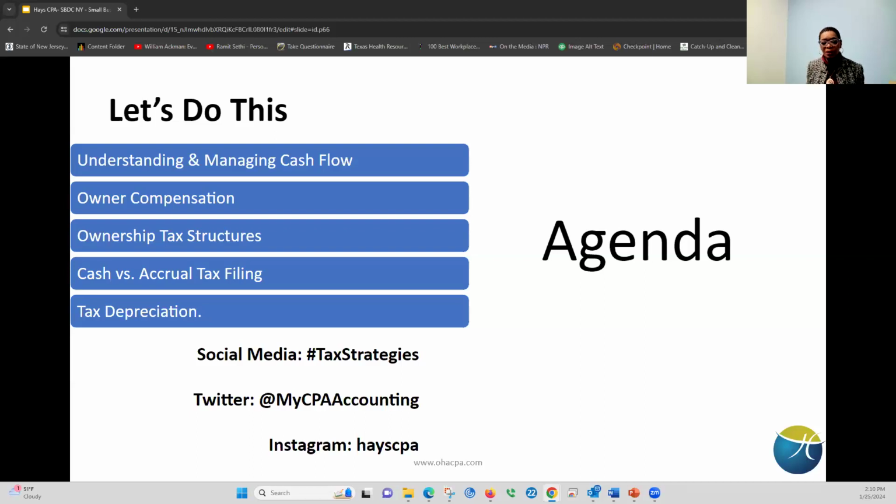We'll talk about owner's compensation. How should you structure owner's compensation? We'll talk about the different tax structures for different businesses. And then a question we always get: what is the difference between cash and accrual accounting or tax filing? And then tax depreciation, which is a very lucrative type of tax benefit that businesses can get.